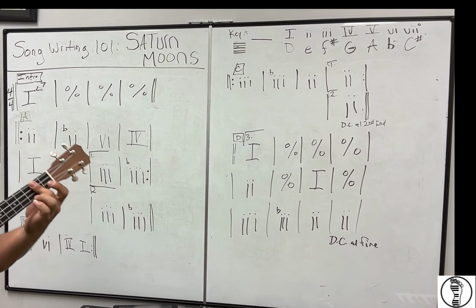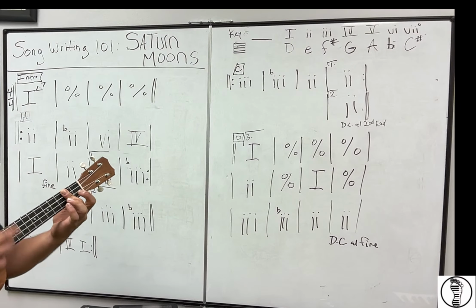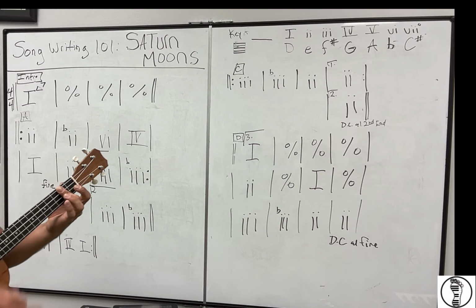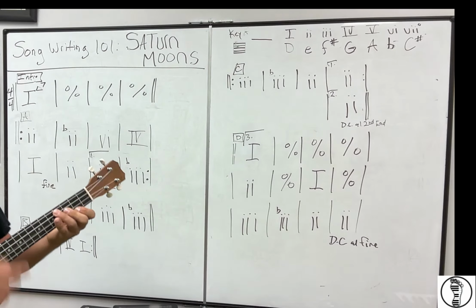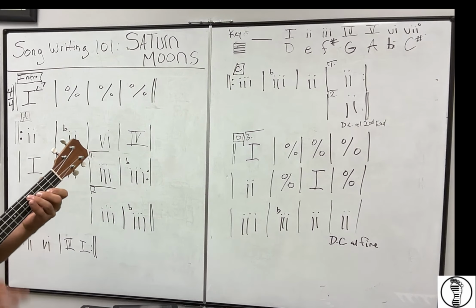4, 1, 2, 3, 4, 1, 2, 3, 4, 1, 2, 3, F. E minor. Again. Back to the 1.